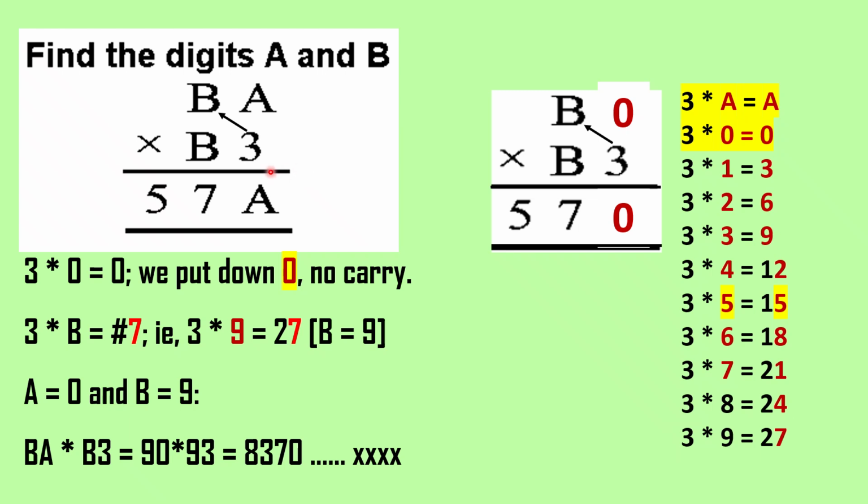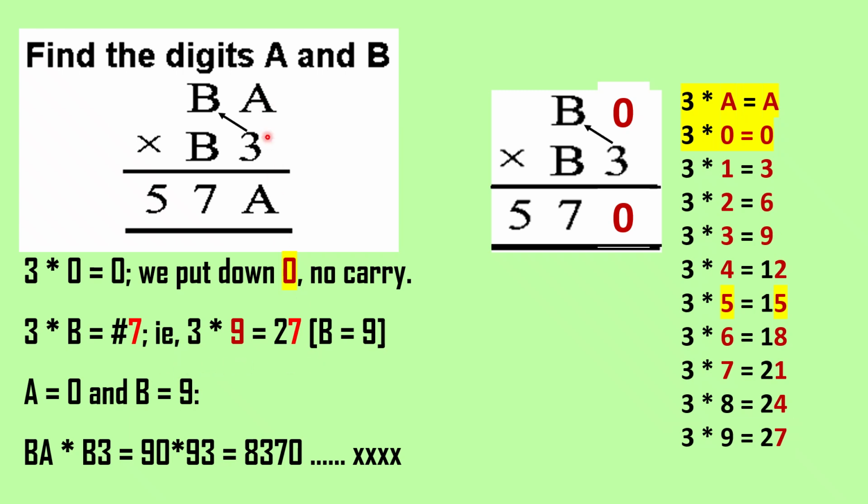So 3 into 0 equal to 0. That means no carry. When we put 5, 3 into 5 equal to 15, carried 1. So 3 into 0 equal to 0 means no carry. Now 3 into B has to give you something ending in 7, and the only number is 3 into 9 equal to 27. That's the only number. So B should be 9, right?